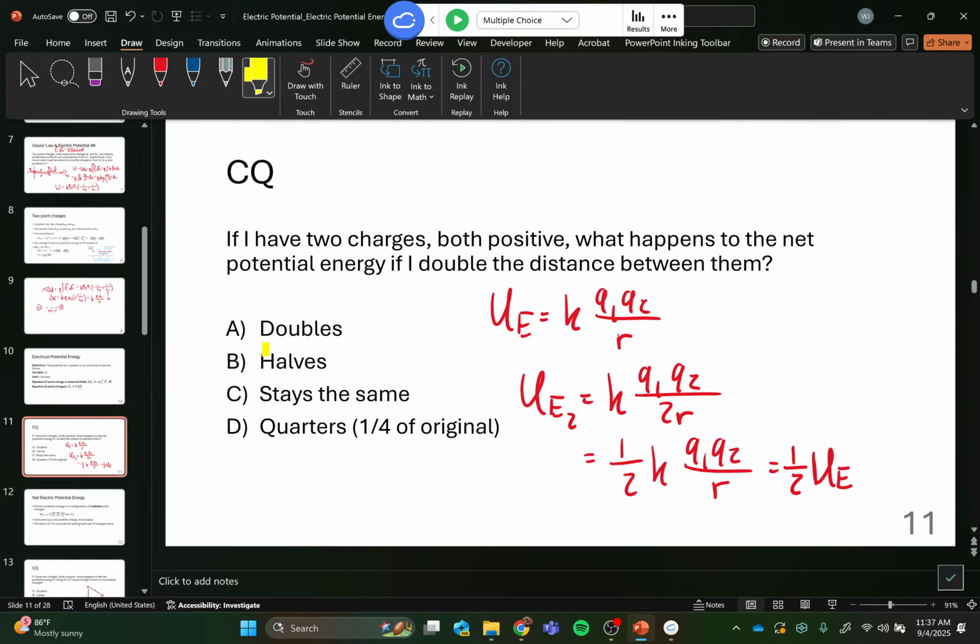And this makes sense. Let's think about it. If they're farther away, they're not pushing on each other or pulling on each other as much. I don't have as much energy stored in it. If I release them, they're not going to release, quote unquote, as much energy.